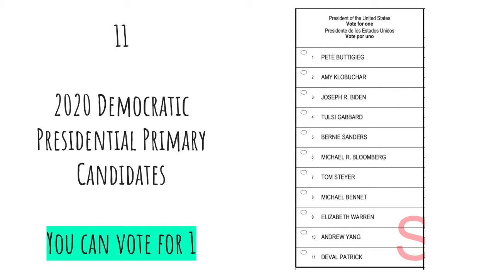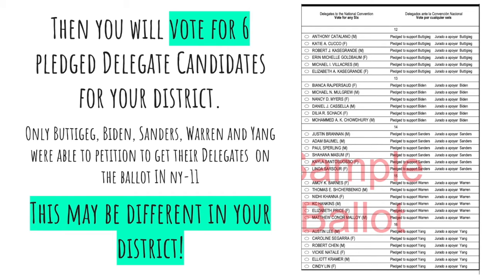So, first and foremost, the ballot. There will be 11 2020 Democratic presidential primary candidates. You will vote for one of them. Then, you will vote for 6 pledged delegate candidates for your district. So these are people who have pledged to support a certain presidential candidate to represent your district. Two things. One is the number 6 is different for all the different districts. It's somewhere between like 6 and 8, I believe, for each district. I could be wrong about that.